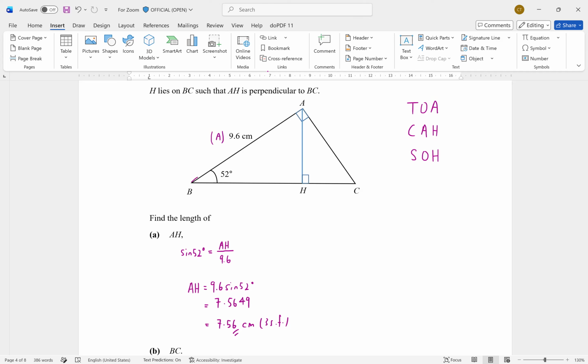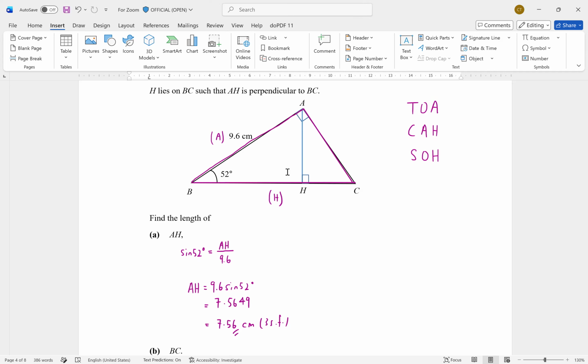Now let me maybe trace out this triangle. So we are focused on this triangle, this one. Okay, this triangle over here. So the angle 52 is here, the right angle is over here, angle A. So BC is actually the hypotenuse. So we have A, we want to find H. Which trigo ratio do we use? We will use cosine now, right?